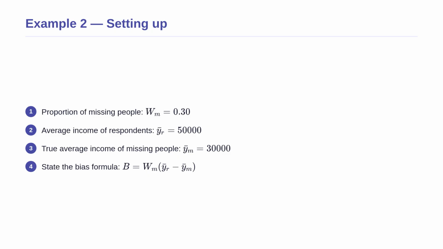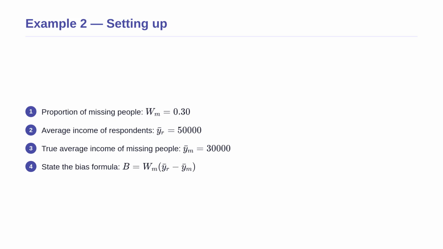Let us apply this bias formula to a real-world scenario. A city conducts a survey to find the average monthly income of its residents. The people who actually respond report an average income of 50,000 rupees. However, the people who ignored the survey are mostly low-income workers who actually have an average income of 30,000 rupees. We are told that 30% of the total sample ignored the survey. We need to find the total non-response bias introduced into the city's data.